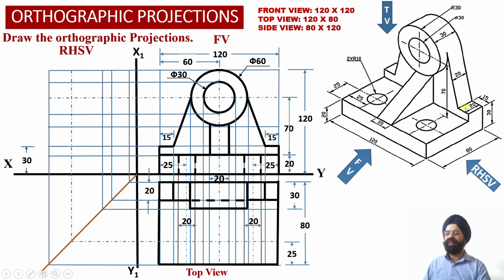And now another thing we need to observe is that this portion, that is 20 mm depth and 15 mm width, corresponding to the stepped portion on the right hand side, and again 20 mm depth and 15 mm width rectangular portion on the left hand side portion of the solid.